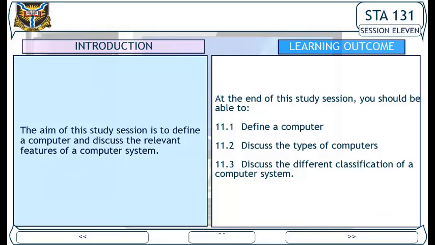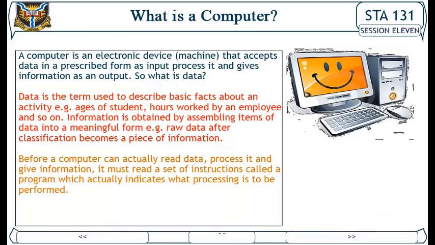At the end of this study session, you should be able to define a computer, discuss the types of computers, discuss the different classification of a computer system. What is a computer? A computer is an electronic device, machine that accepts data in a prescribed form as input, processes it, and gives information as an output.